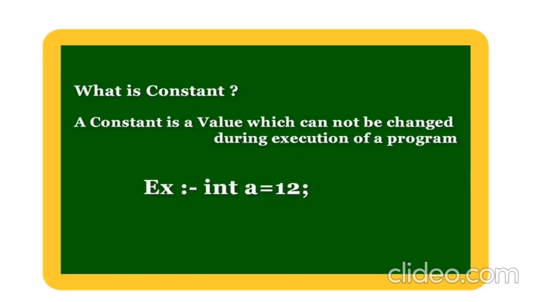And finally, what is a constant? Again repeating here, a constant is a value which cannot be changed during the program execution. Here is an example of a constant: a is equal to 12. Here 12 is a constant, and this is the syntax for declaring the variable. This procedure is also called assigning the value to the variable where it is declared.